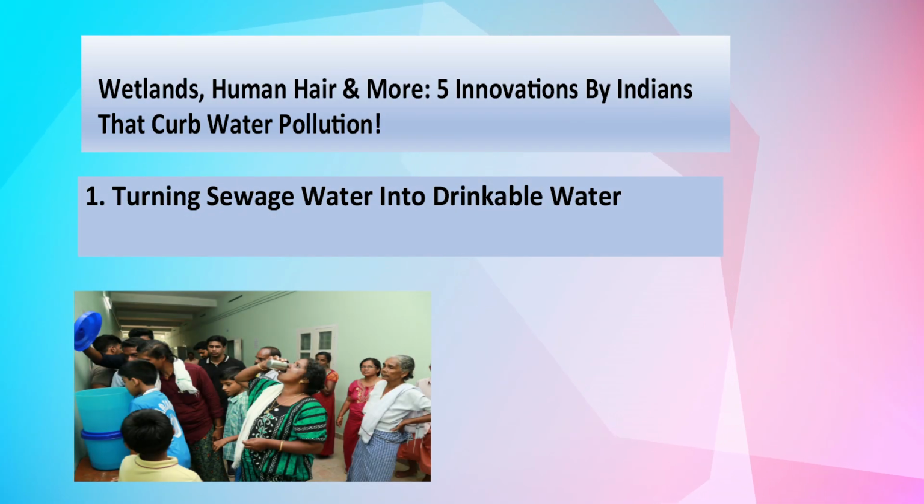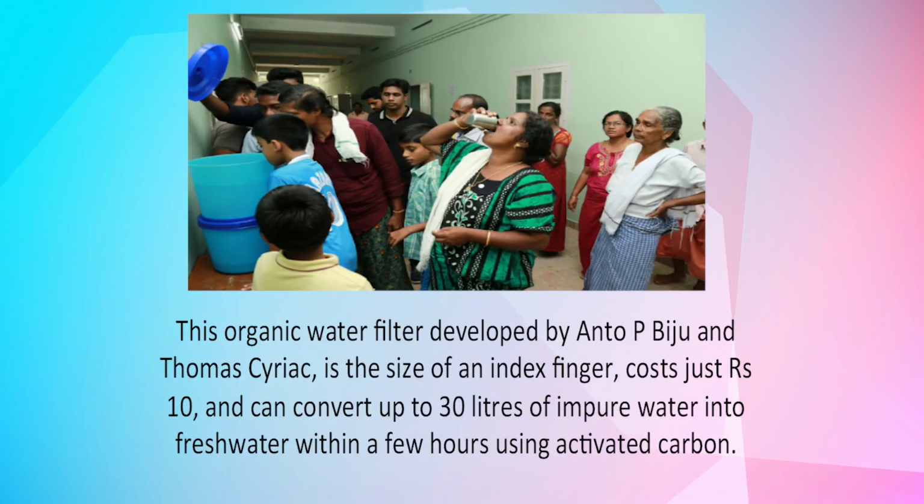Besides all this, we can go for wetlands also, because wetlands are very important, and water can be cleaned by human hair and many other means. Five innovations were given by Indians that curb water pollution, turning sewage water into drinkable water. The organic water filters were developed by Anto P. Bizu, one of the fellows, and Thomas Sirek is another fellow, the size of an index finger, cost ₹10 and can convert up to 10 liters of impure water into pure, drinkable water.